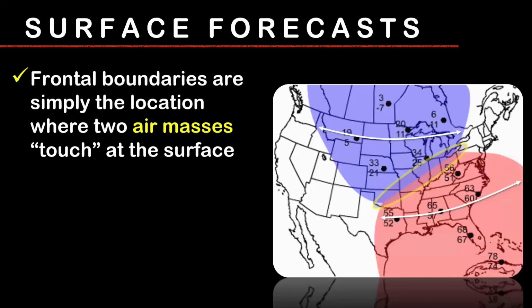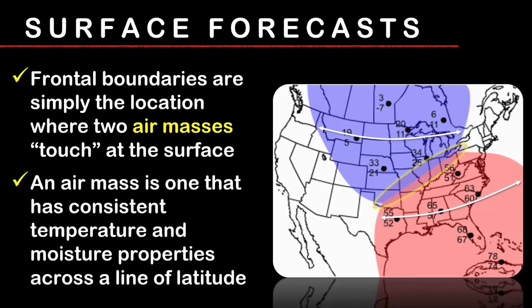Well, first of all, let's look at frontal systems and frontal boundaries. Basically, anytime you see a front represented on these charts, that indicates that there are multiple air masses, and where those two air masses touch, that's essentially where you're going to see the frontal system.